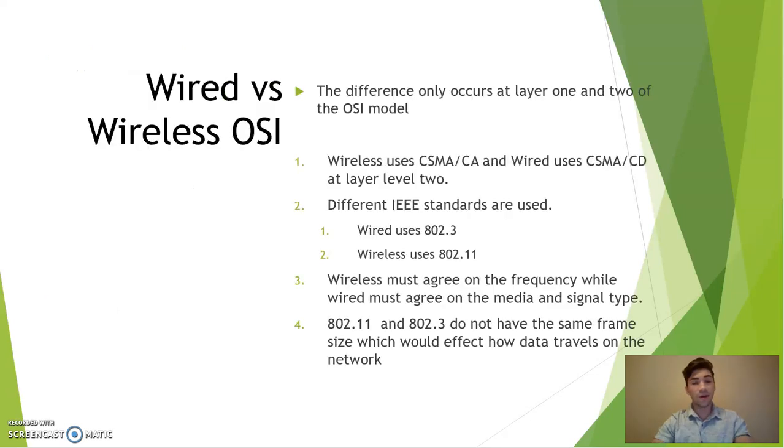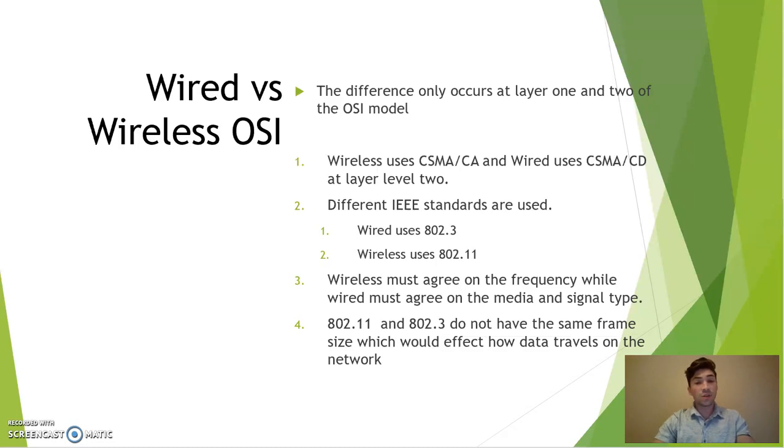Referring back to the OSI model in the previous slide, the reason I had the 6th and 7th layers highlighted, which are also called layers 1 and 2 of the OSI model, is because those are where the differences occur when we're talking about wired and wireless networks.